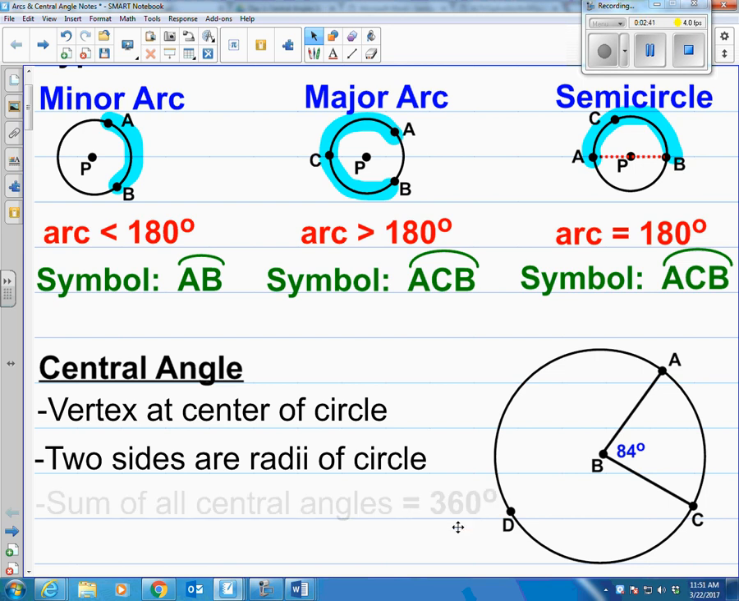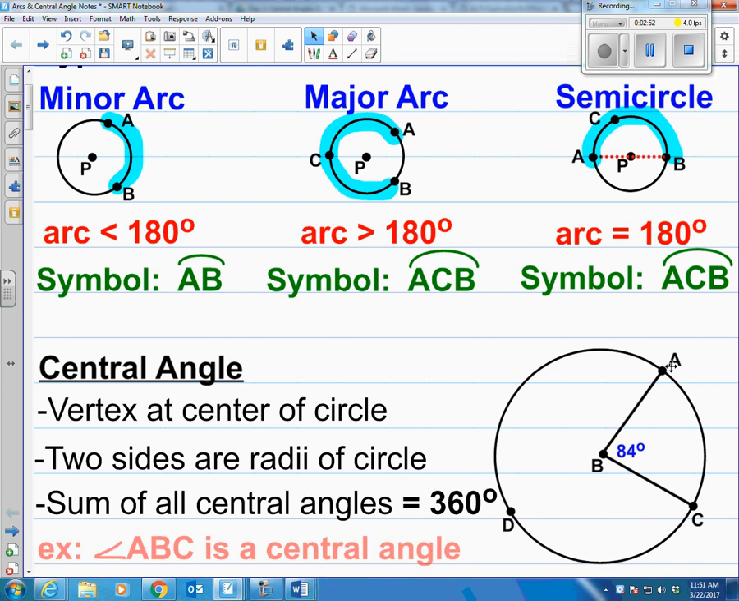The sum of all central angles, so if I add up all central angles around the circle, they should add up to 360. And so, for example, angle ABC is an example of a central angle.